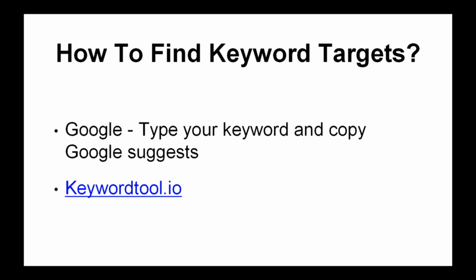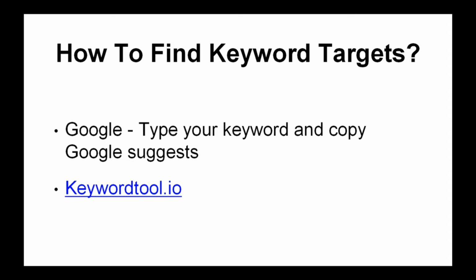Let's start with keyword targets. To get keywords to use for your PPV campaign, first you have to type your keyword on Google. And when you type your keyword, Google will give about 9 other suggestions. So what you need to do is to copy them, then save them in a text file on your device.